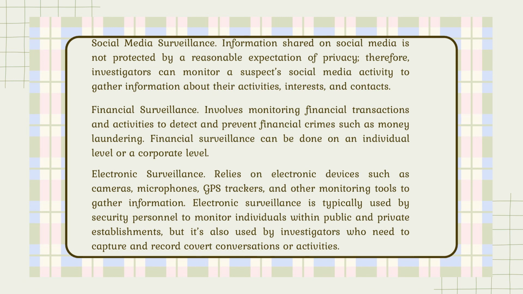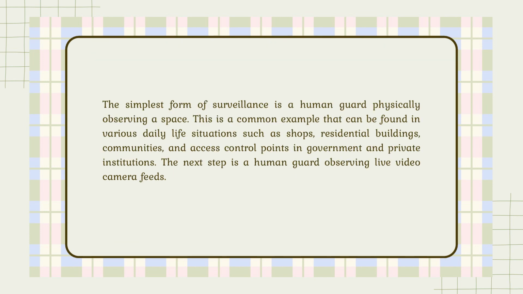And the last one is electronic surveillance, which relies on electronic devices such as cameras, microphones, GPS trackers, and other monitoring tools to gather information. Electronic surveillance is typically used by security personnel to monitor individuals within public and private establishments, but is also used by investigators who need to capture and record covert conversations or activities.